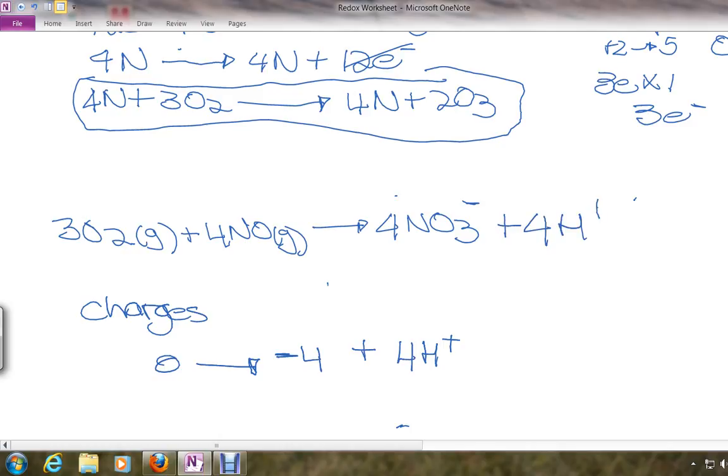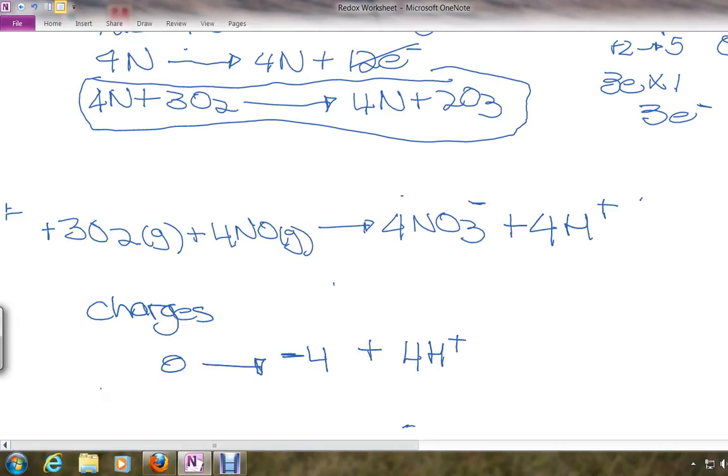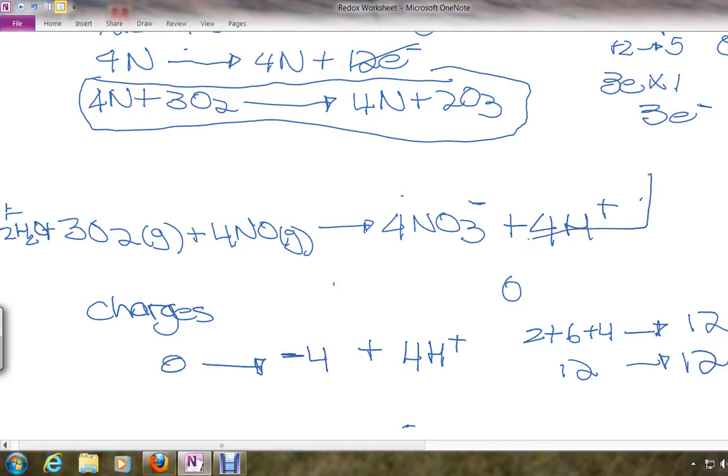Plus 4H plus. Now on the left side, we know already that we have to add water. So how much water do we have to add? We have 4 hydrogen. We're gonna add 2H2O. So if we got 2H2O, 2 by 2, 4H. Now let's see, the oxygen should be balanced. On the left, we got 2, 2 plus 3 by 2, 6, plus 4 equals 12. And on this side, we got 4 by 3, 12. Here we got everything balanced. This is the equation.